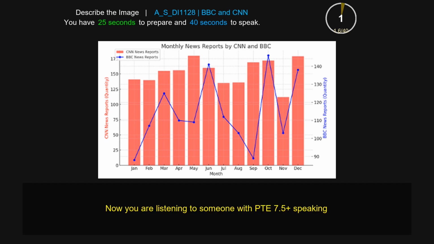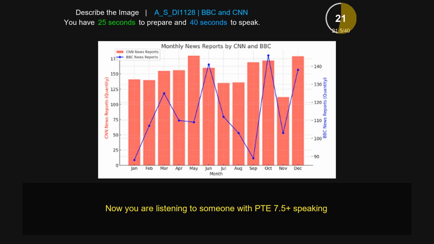This bar graph presents information about monthly news reports by CNN and BBC. From the x-axis, you could see months starting from January to December, and on the y-axis, you could see CNN news reports in quantity from 0 to 17. It is divided into two sections, CNN and BBC.